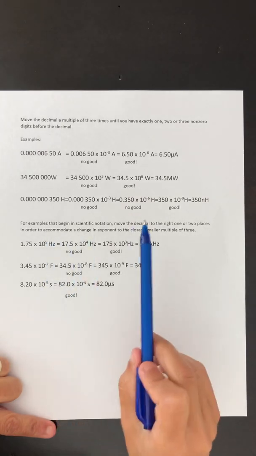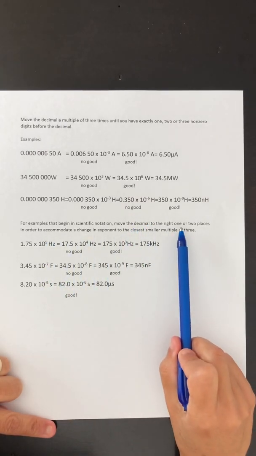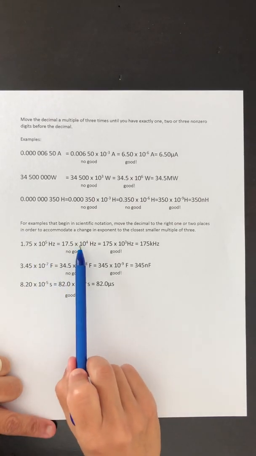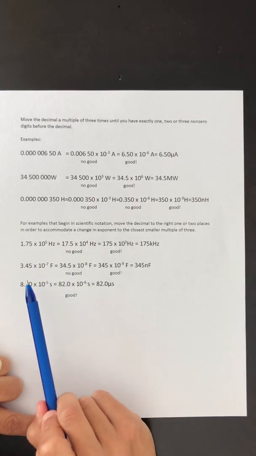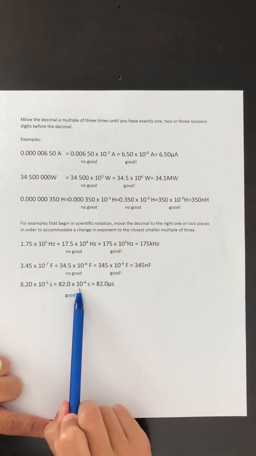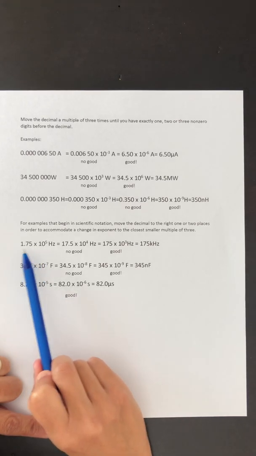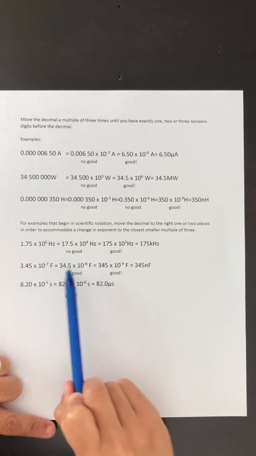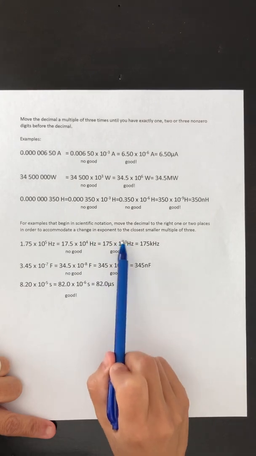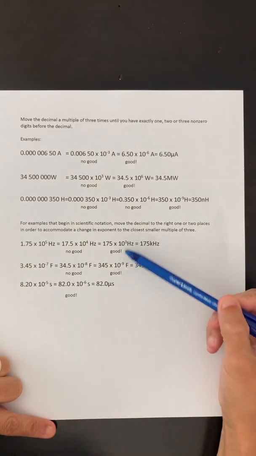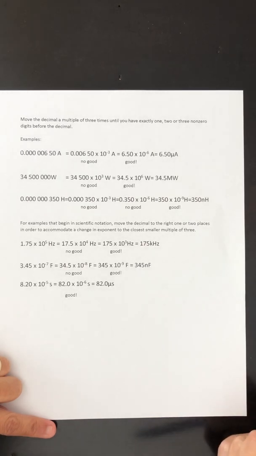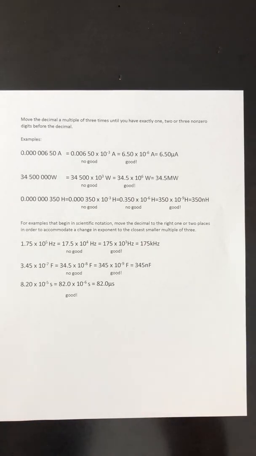So again, you move the decimal only once or twice to the right. If you move it once to the right and you get a multiple of 3 right away, like we did here, then you're done. But if you move it once to the right and you do not have a multiple of 3, then you move it once more to the right and you will have a multiple of 3. Okay? So I hope that helps a little bit. If not, let me know.